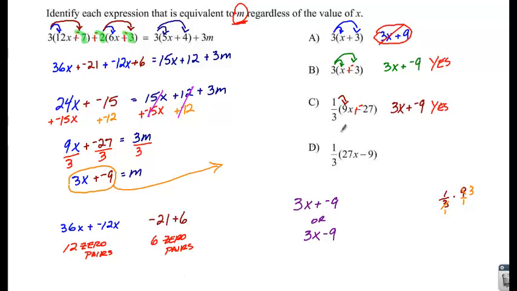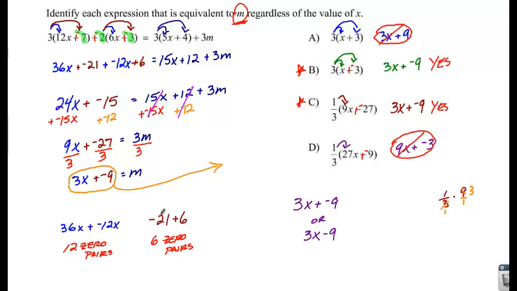And then the last one, 1/3 of 27. 9x plus, all right, here's our plus the negative, plus 1/3 of negative 9 is negative 3. That is a no. Our correct answers are B and C. These types of problems, you're going to see more of these, where there are multiple correct answers. Okay, I'm going to scroll the screen down. I'm going to show you another one of these problems.